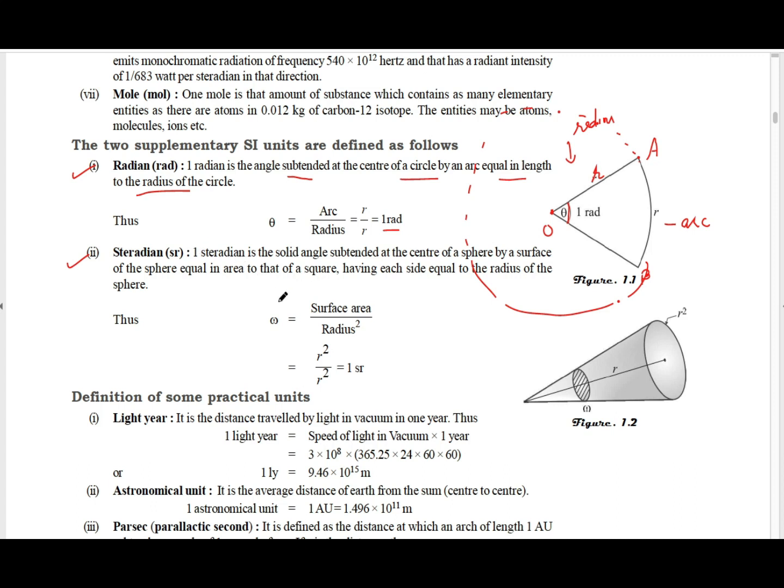Next is steradian. Steradian is the solid angle subtended at the center of a sphere by a surface of the sphere equal in area to the square of its radius. This solid angle is represented with omega, and it is equal to the surface area of the sphere, that is r square, over the radius square, that is again r square. So 1 omega is equal to surface area over the radius square of the sphere.